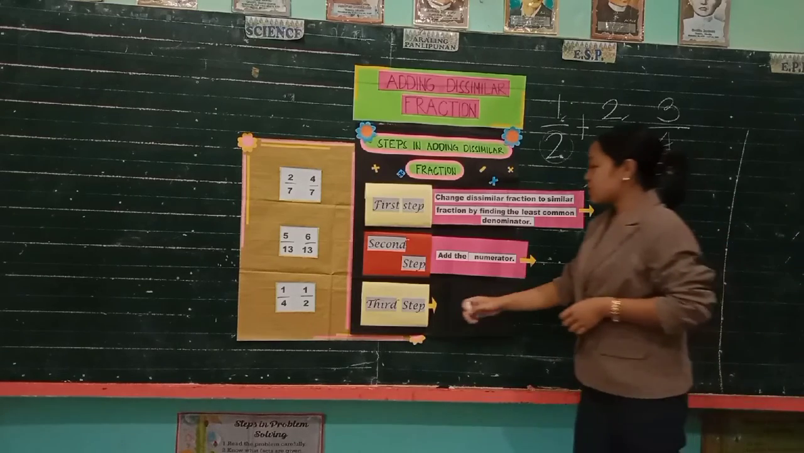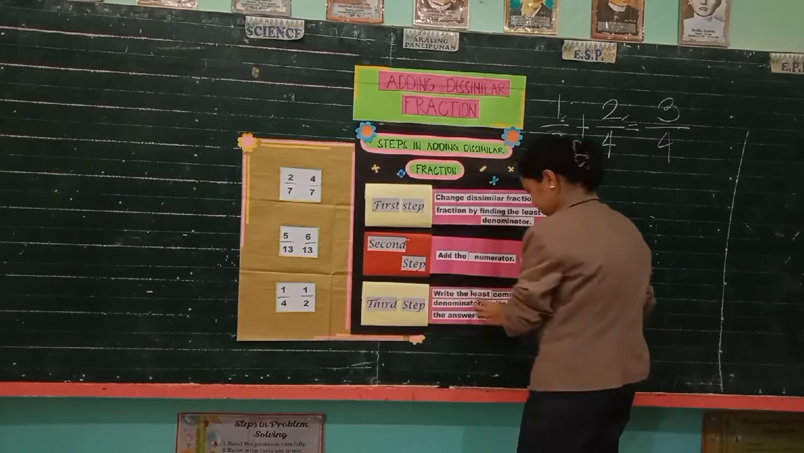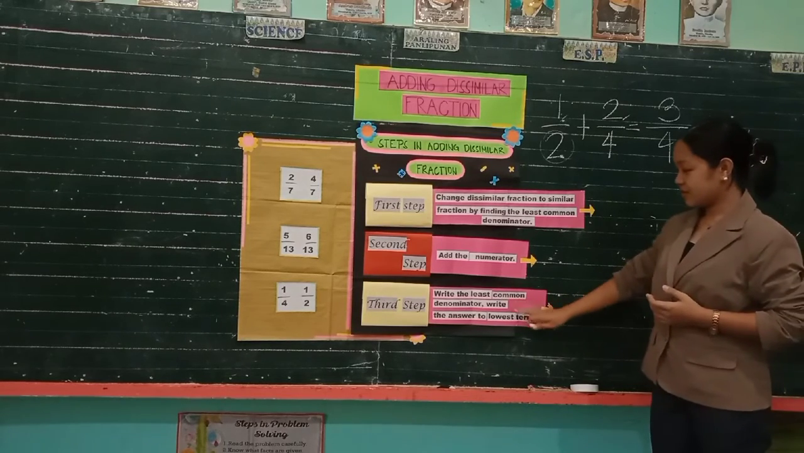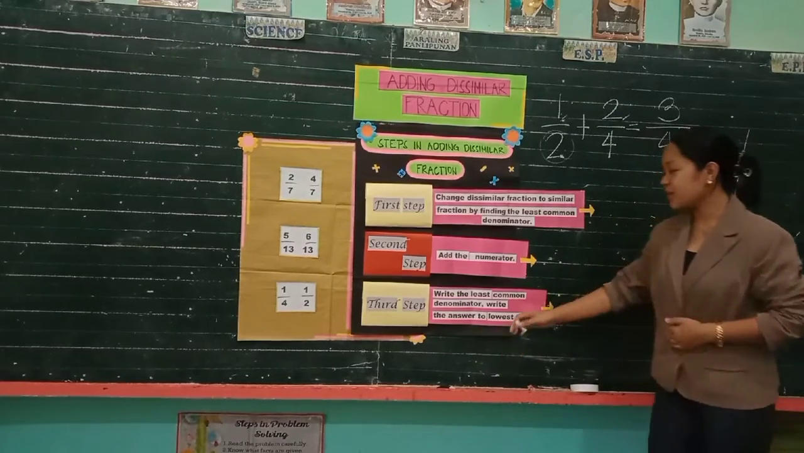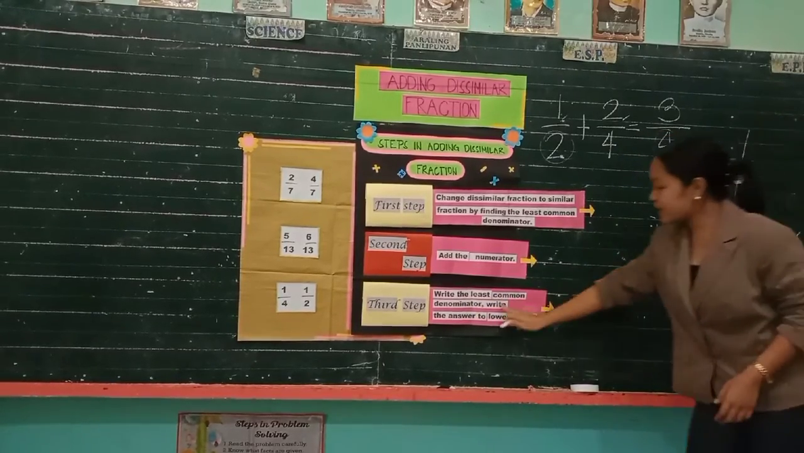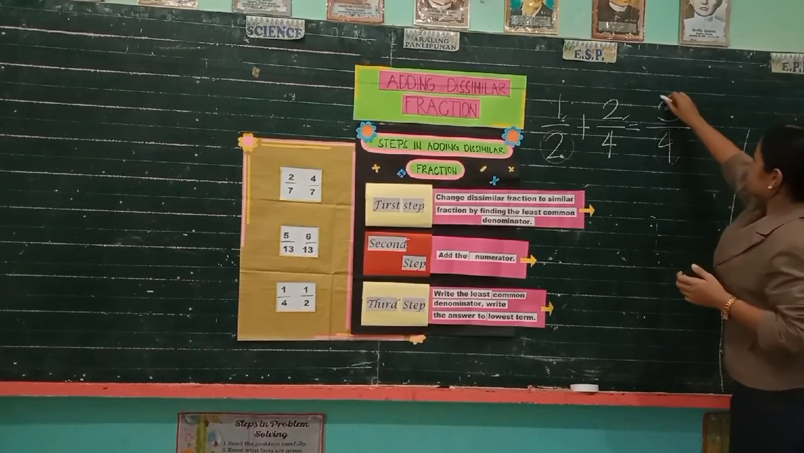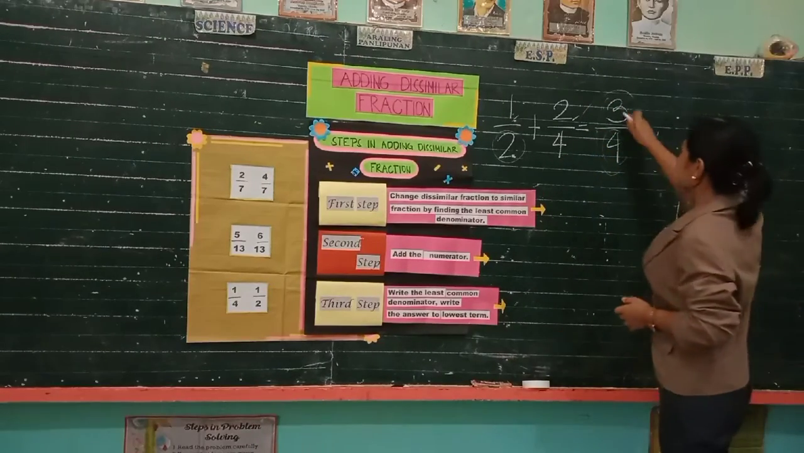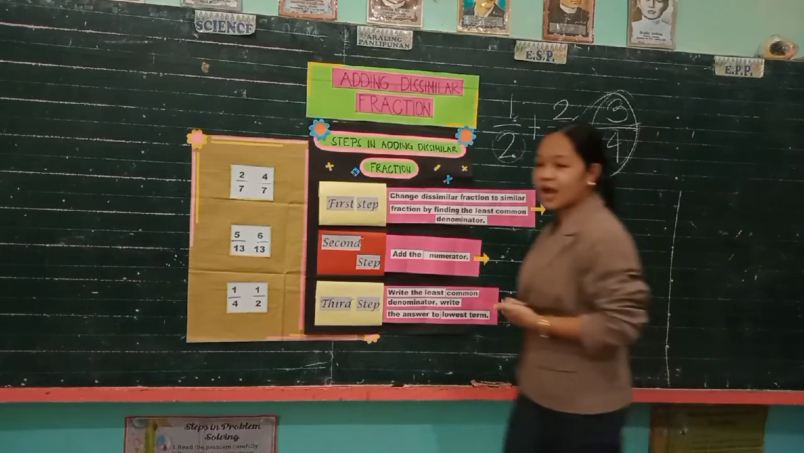Very good. So, the third step is, who will volunteer to read? Yes, Busano again. Write the least common denominator, write the answer in lowest term. Yes, very good. Thank you, Busano. So, write the least common denominator here and write the answer in lowest term if possible. So here, is it possible to reduce to lowest term? No. The final answer is 3/4. Got it? Yes.